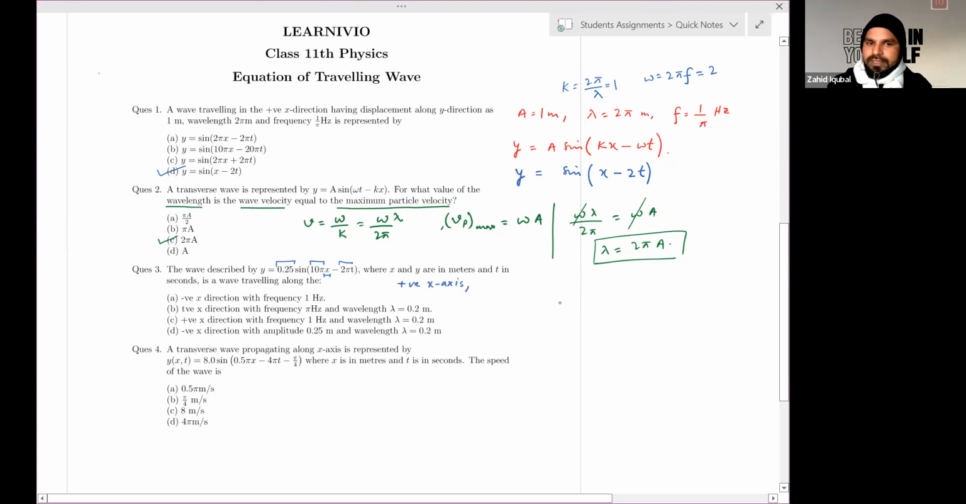Next, we have to calculate its frequency. Omega is equal to 2 pi f. In this part, omega is 2 pi. So on equating, frequency will be 1 hertz. Now try to check in which option the direction of propagation is the positive x-axis and frequency is 1 hertz.